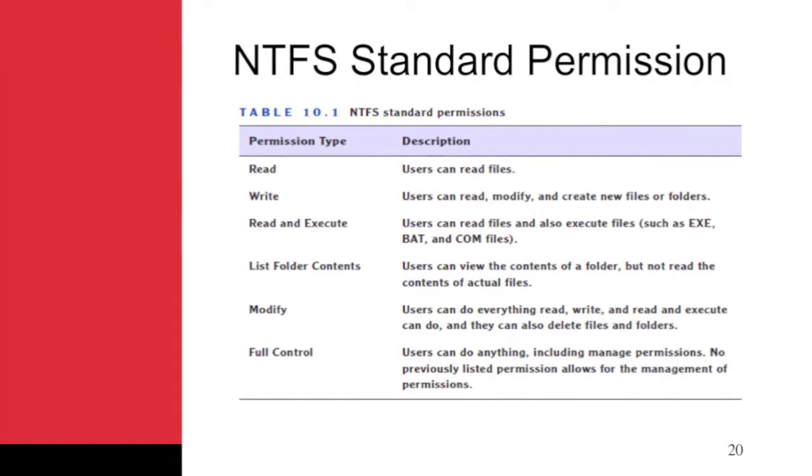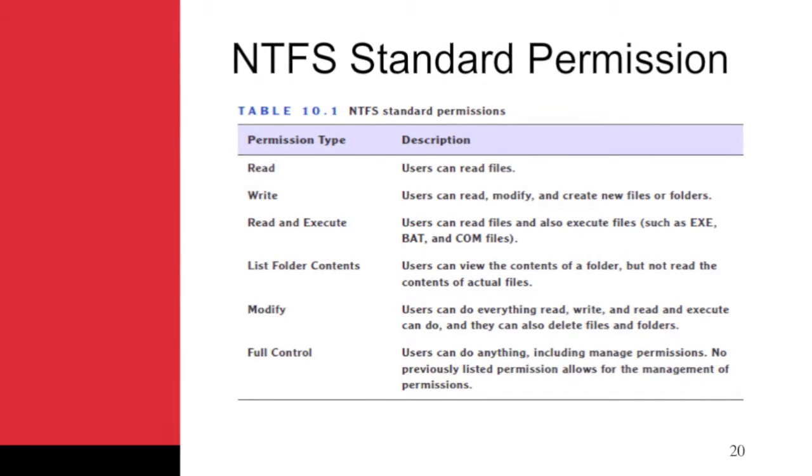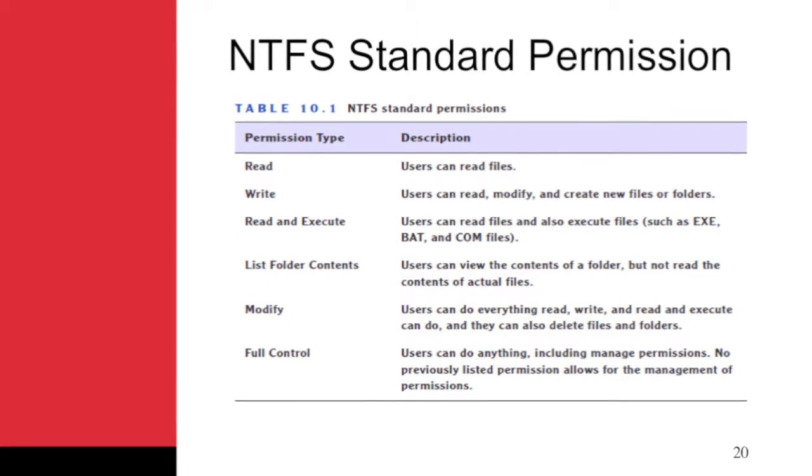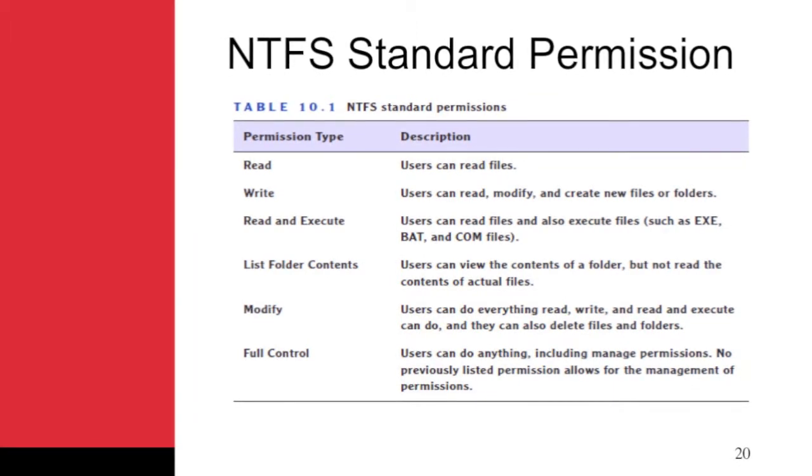NTFS permissions are defined on the local drive within the computer. The drive must be formatted as NTFS to use these permissions. FAT32 does not support security permissions. NTFS permissions may be explicit or inherited. Explicit permissions are set on an individual folder or file.